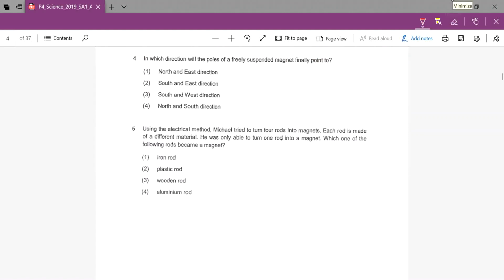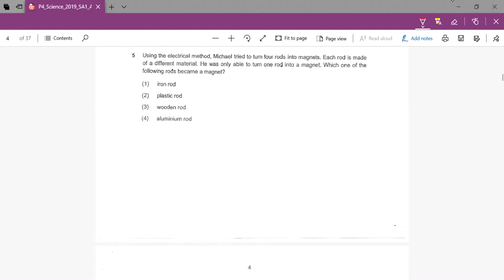Question 4. In which direction will the poles of a freely suspended magnet finally point to? Answer is north and south direction. Why? Because the earth has north and south poles. You heard of north pole and south pole, right?